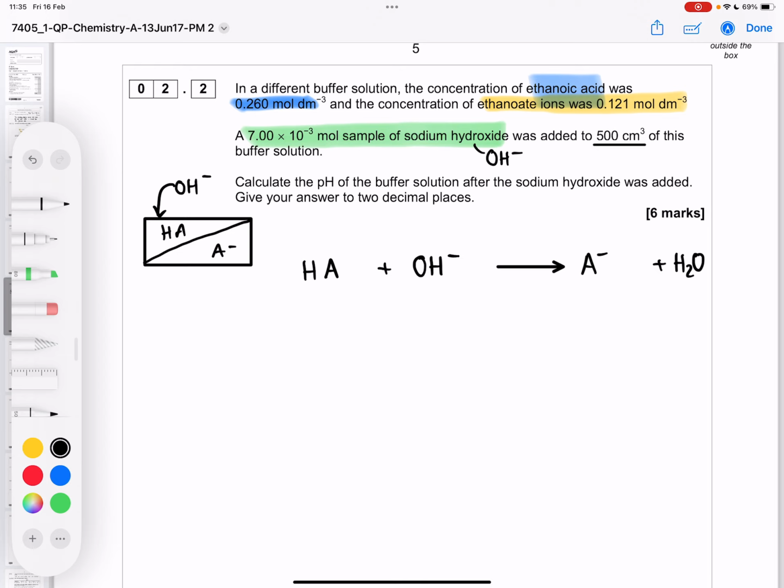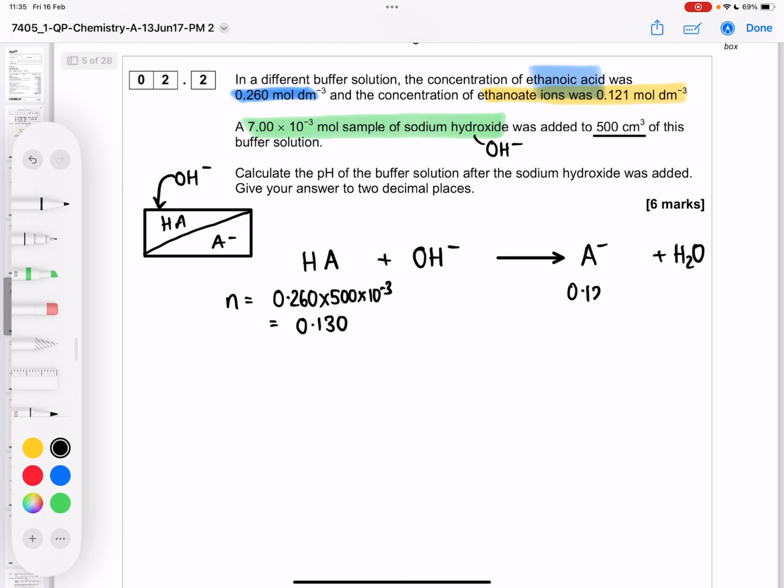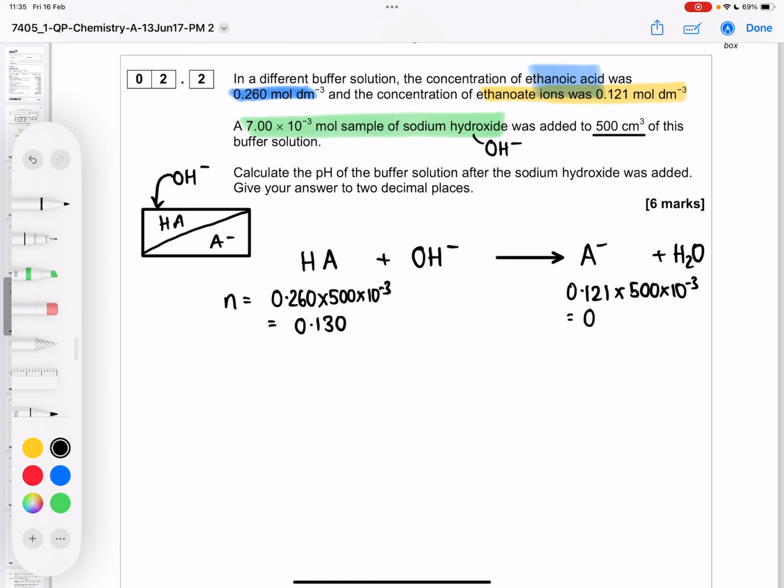So let's convert our volumes and concentrations to moles. We've got 0.260 and we had 500 centimetres cubed or half a decimetre cubed, so that'd be 0.130. And at the beginning in the A- we had 0.121 of A-, but 500 centimetres cubed of that, which is 0.0605 moles. And then we're being told that we've added 7 times 10 to the minus 3 moles of OH-.